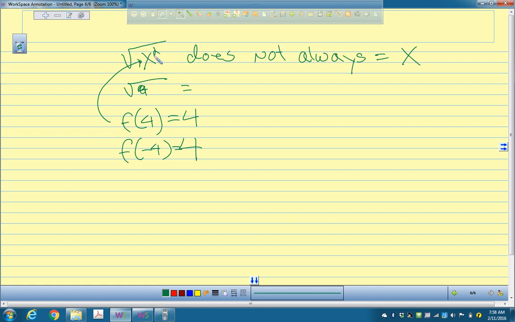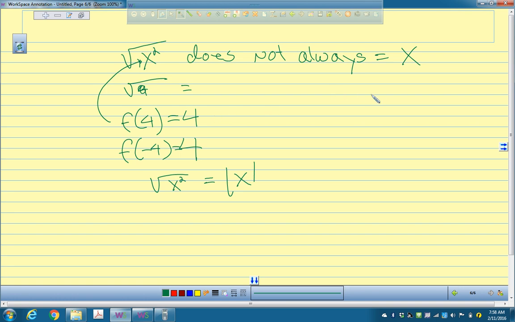So if you have something being squared inside the square root symbol, the answer is the absolute value of x. So the square root of x squared is equal to absolute value of x. What's the absolute value of negative 4? 4. What's the absolute value of 4? 4. Okay?